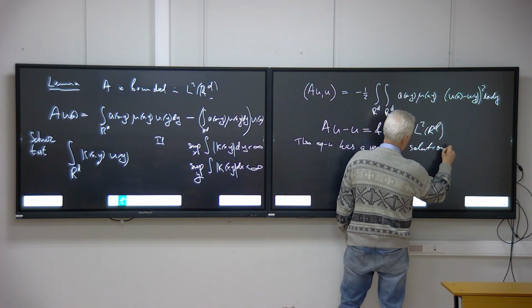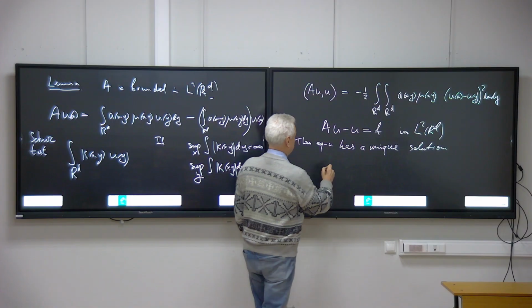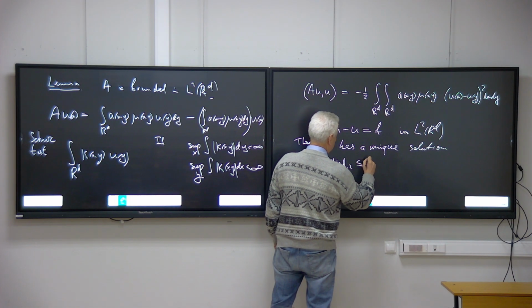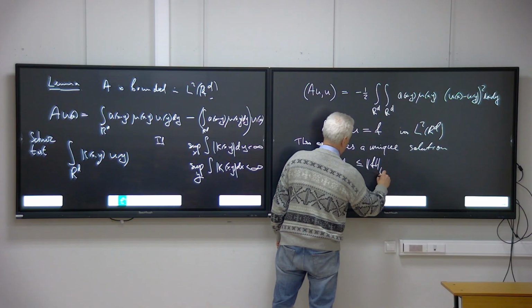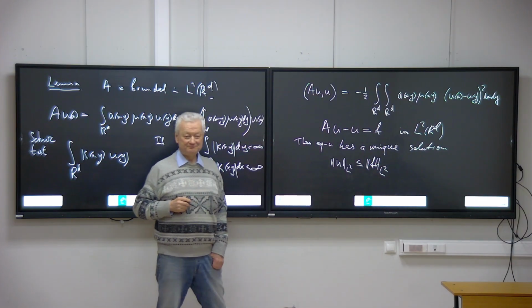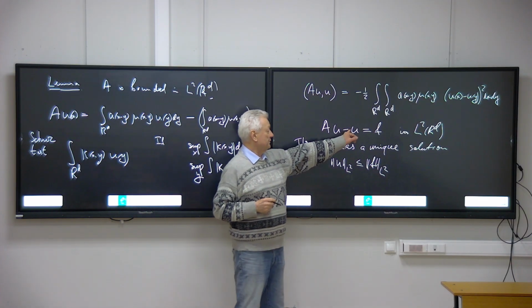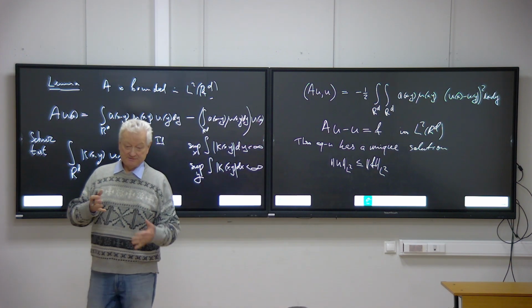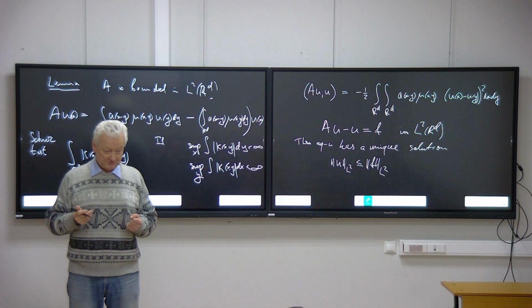And then an easy estimate: the norm of u in L2 is less or equal than the norm of f in L2, with coefficient 1, because we have coefficient 1 here. So very nice properties of this operator.